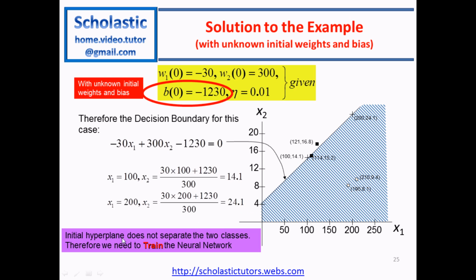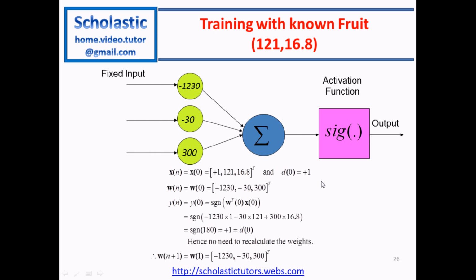So the initial hyperplane does not separate the two classes. Therefore, we need to train the neural network. That is the important part of these neural network systems. Now we can see that it does not belong to the correct class, so we are going to train using the known fruits. Now we have the known fruit 121, 16.8, the first fruit in the first class, and we have the unknown weights. Basically, we assume that these are unknown, and we need to find out the correct weights.